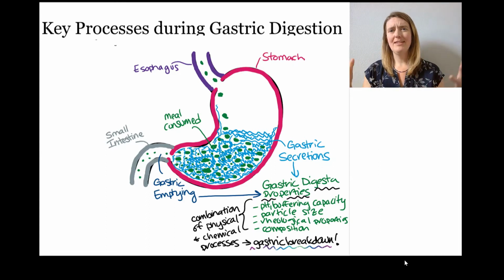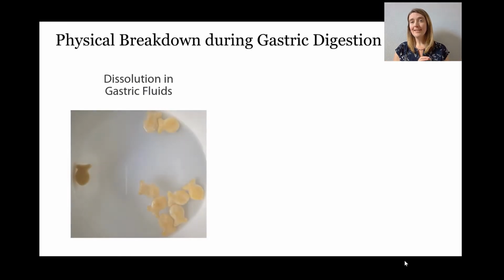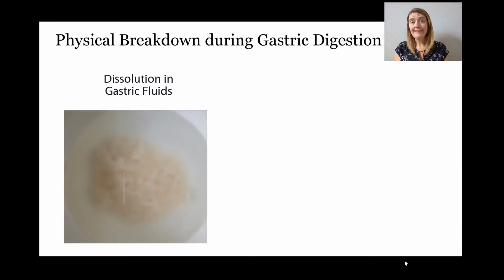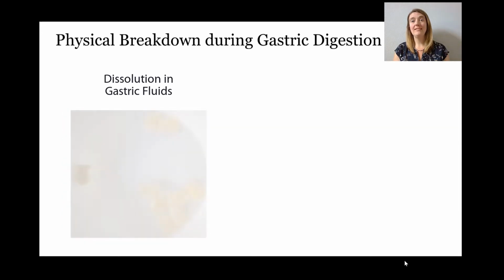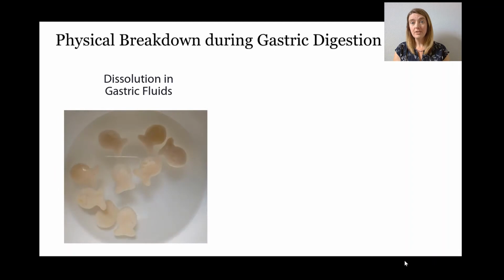But let's just focus in on digestive properties and digestive breakdown. So if we look at physical breakdown during gastric digestion, there are two key types of breakdown that we typically would look at. The first is just dissolution, where you have a food matrix that slowly absorbs water and slowly or quickly dissolves and doesn't really need any physical breaking down to end up as a dissolved material.